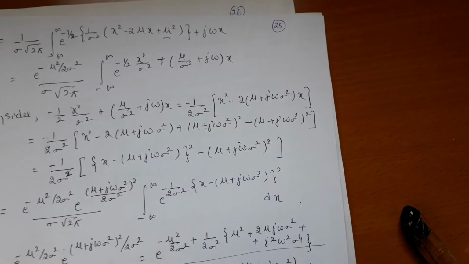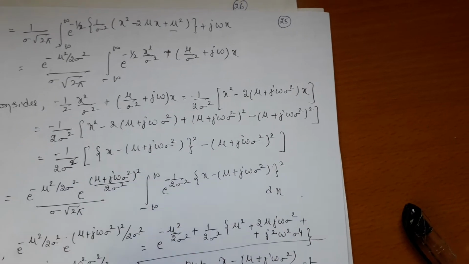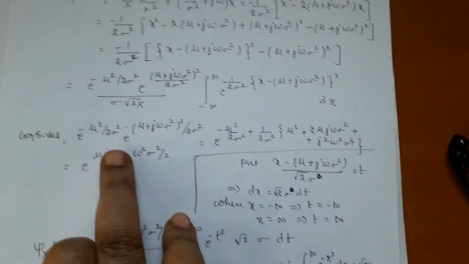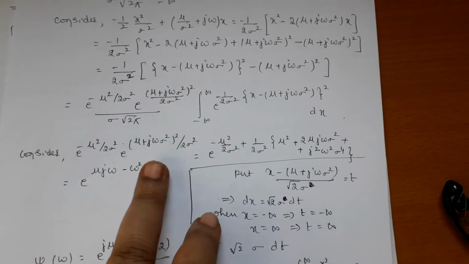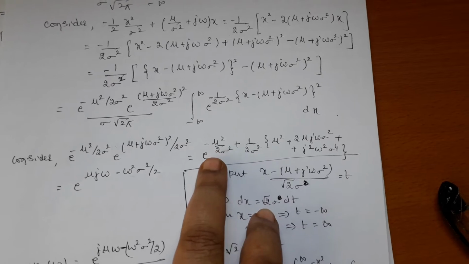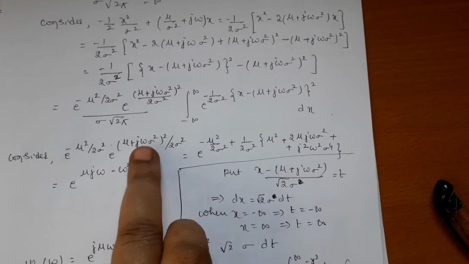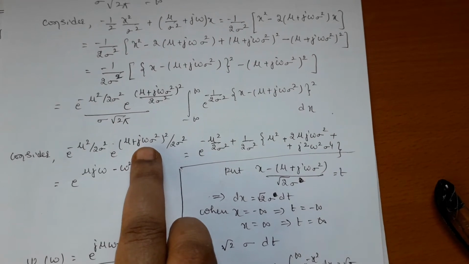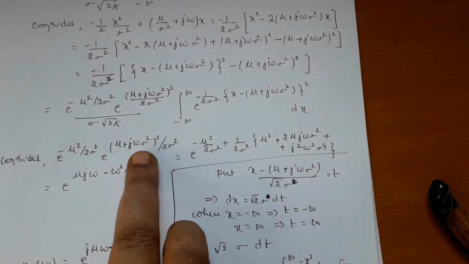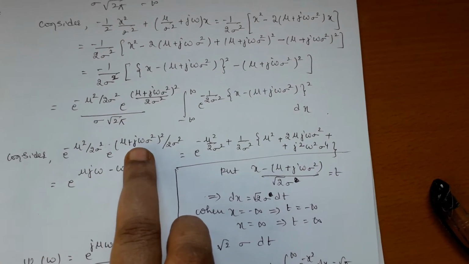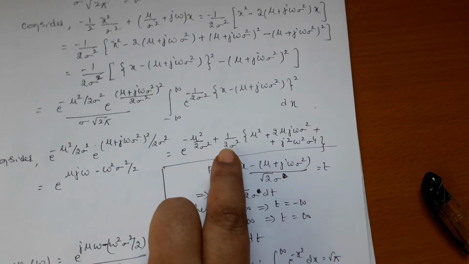This again I'll go for the substitution. But before doing the substitution, I'll simplify this. Keep the constant; these two exponentials have the same base, so add up their indices. We get minus mu square by 2 sigma square plus mu plus j omega sigma square whole square by 2 sigma square. You expand that: mu square plus j square omega square sigma to the power of 4, plus 2 mu j omega sigma square. That's the thing I've written here, and then outside 1 by 2 sigma square.